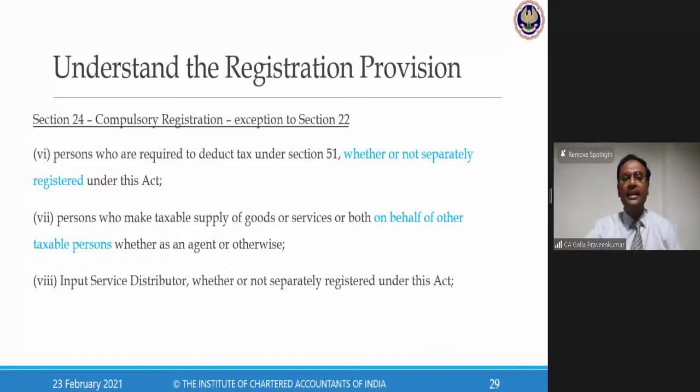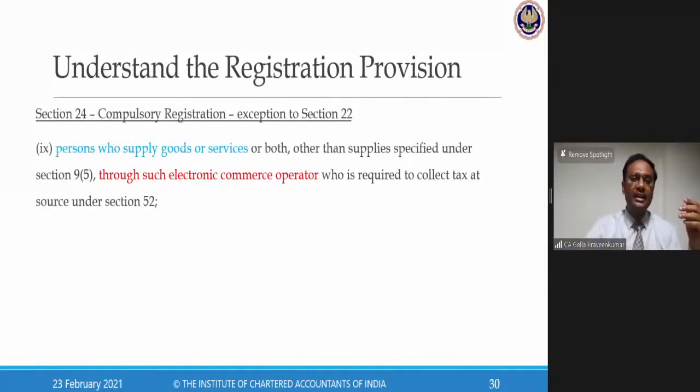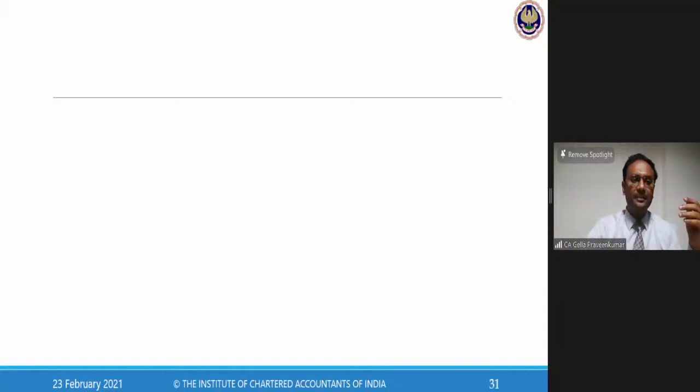Then persons who make taxable supply on behalf of others, the principal-agent. The agent is the one who has to register. ISD: in the last session, I believe you had an understanding of the concept of ISD. The moment I have to act as ISD, separate registration is required under this particular provision.